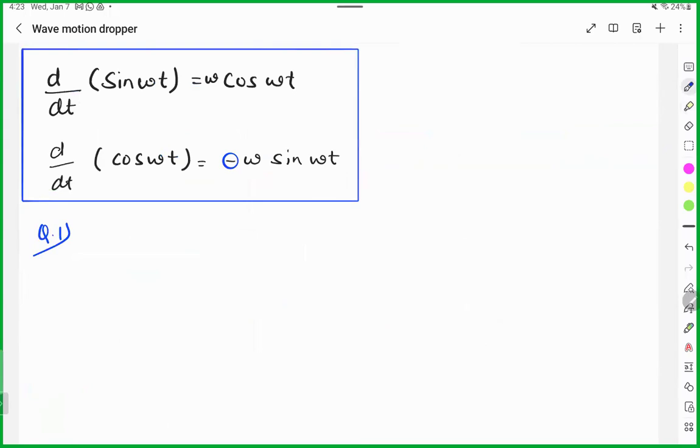If the speed of a wave is 300 meters per second, frequency is 500 hertz, and the phase difference is pi by 3, calculate the path difference.